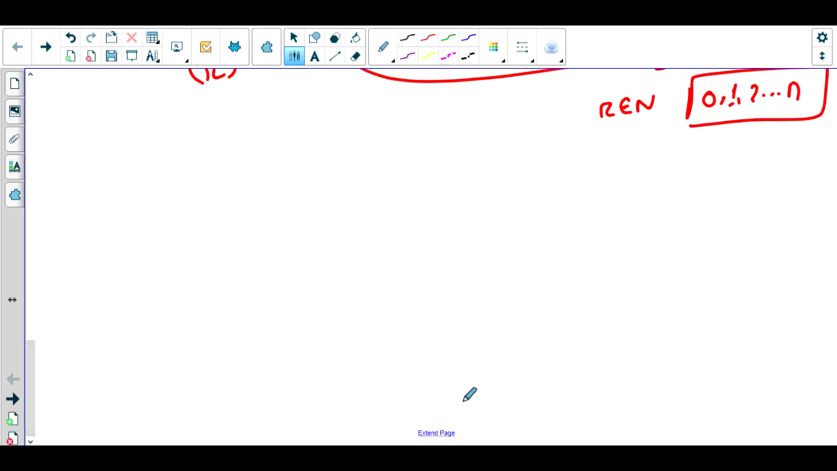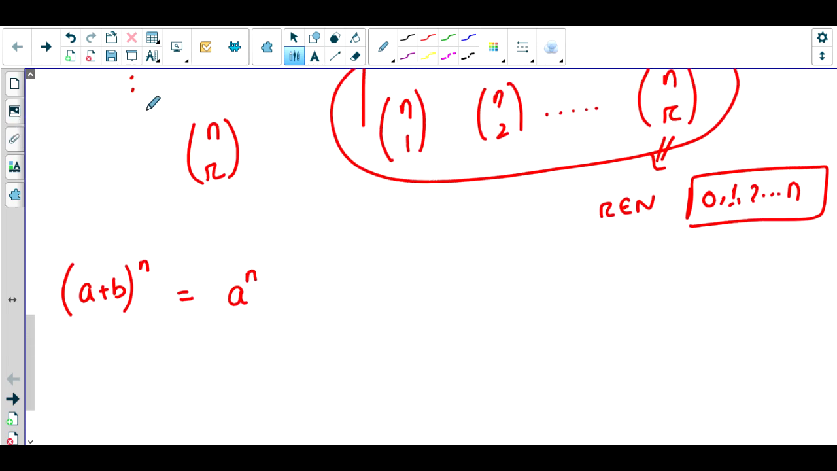Now let us go to the theorem. We have (a plus b) to the n. How can we write it? We have a to the n. Now we can see from here what the next term will be. The coefficient of the next term will be nC1. So we can write here nC1 a to the n minus 1 into b. What should be the next one?